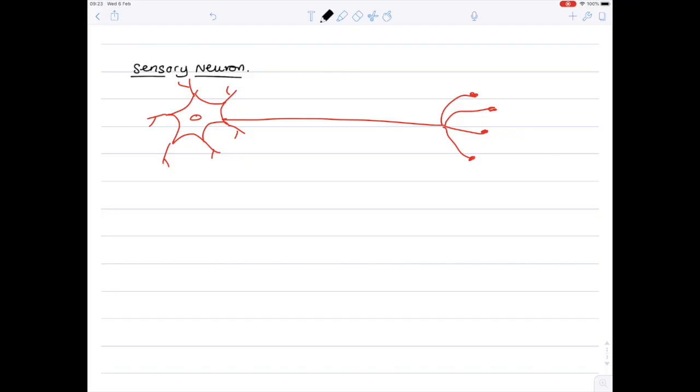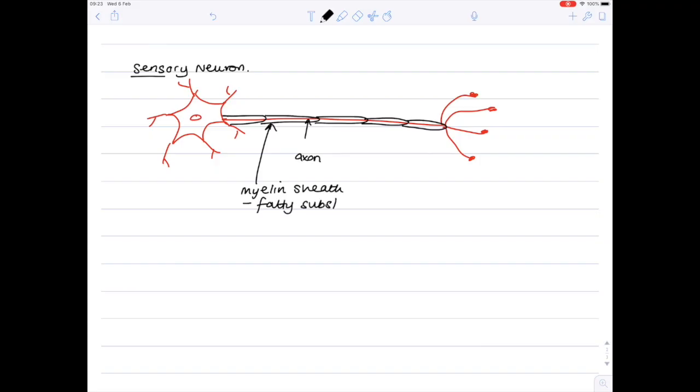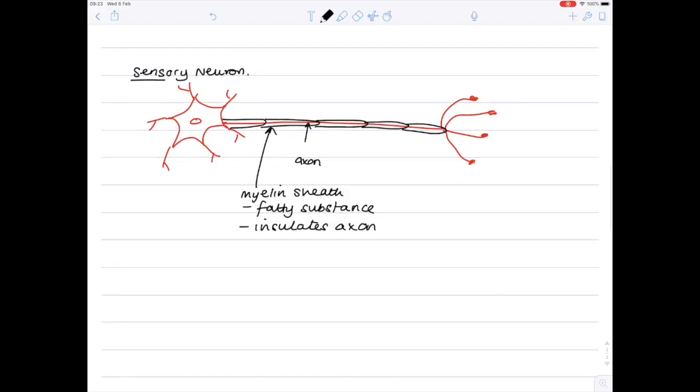Let's have a look at this simple diagram of a sensory neuron now, and the bit I'm really interested in relates to here, which is the axon. Surrounding the axon you have what's called a myelin sheath. And this is a fatty substance which acts to insulate the axon. Why does it need to insulate the axon? Well, it's to increase the speed of the electrical impulse transmission.